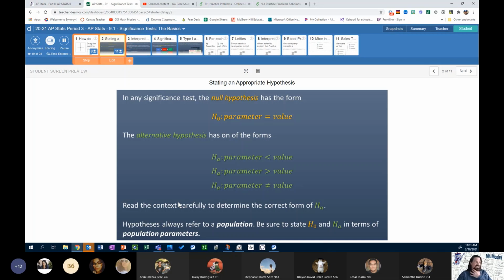We need to read the context carefully to determine the correct form of the alternative hypothesis. Hypotheses always refer to a population. Be sure to state the null hypothesis and alternative hypothesis in terms of population parameters. P, mu, sigma, right? We're using our population notations.